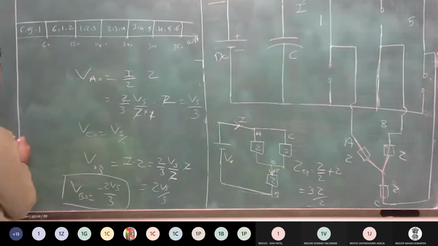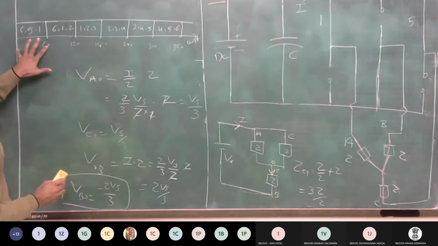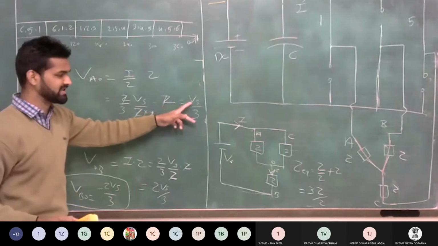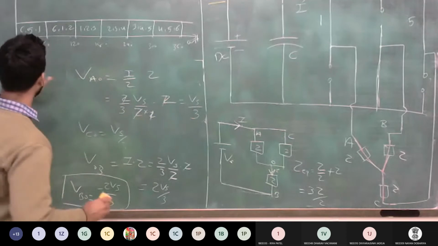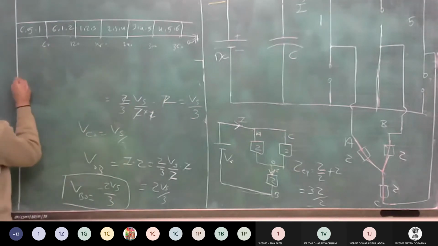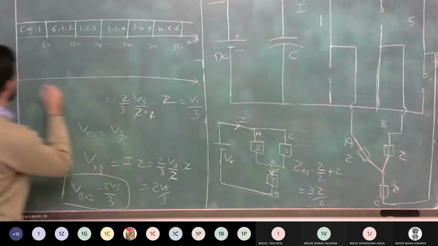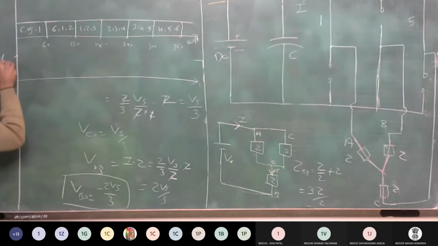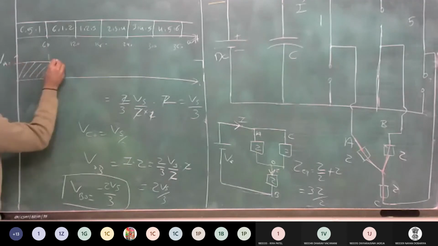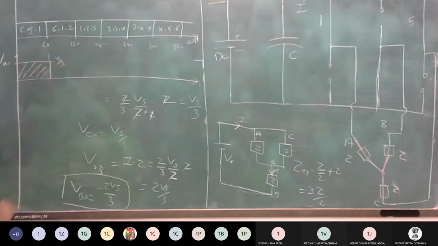So if you draw the waveform for the first 60-degree interval for phase A, that gives the magnitude Vs by 3 continuously from 0 to 60 degree. Let's draw the waveform for phase A here. So VAO from 0 to 60 degree gives the voltage how much? This is Vs by 3.